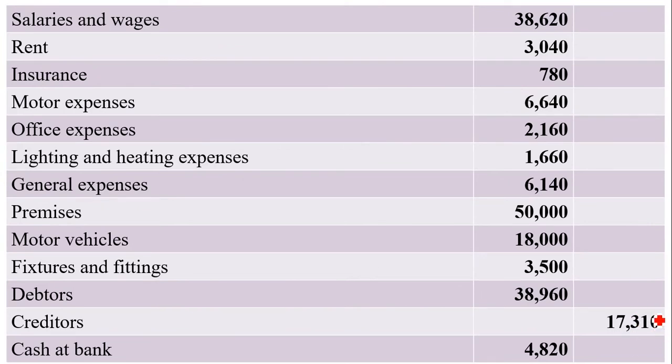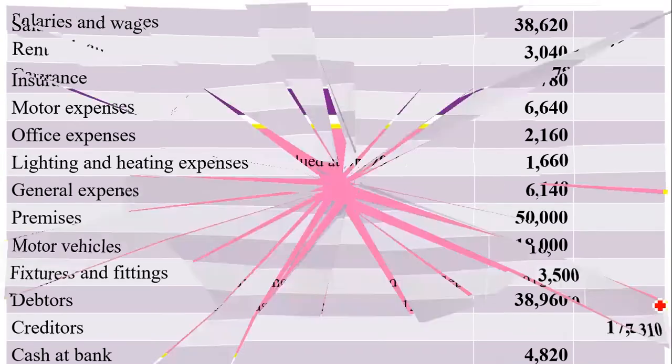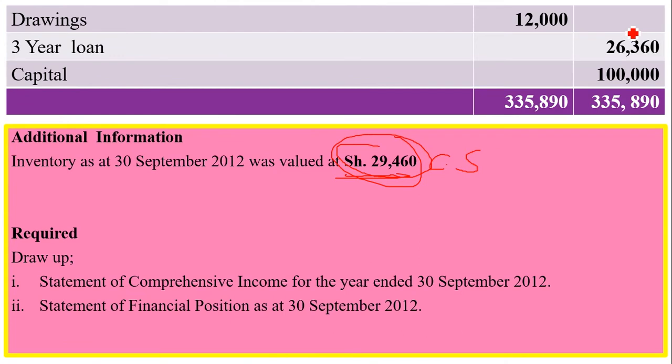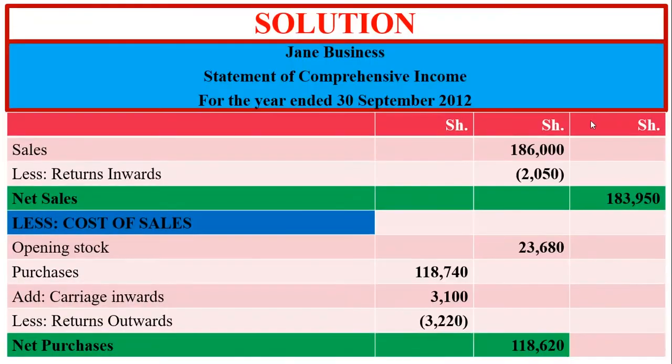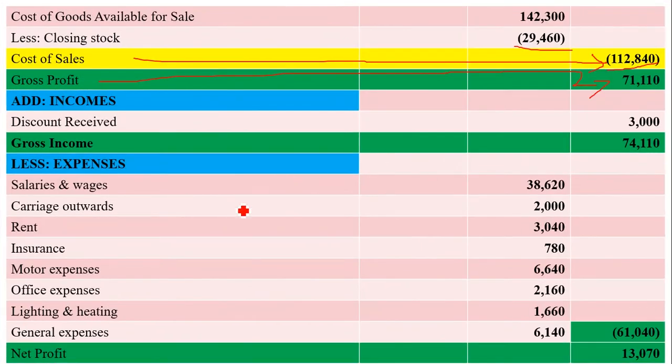Then you check creditors, that is a balance sheet item. Then we have the 3-year loan, which is a liability, a balance sheet item. Capital is a balance sheet item. So we only have one income, and that income is the discount received, 3,000. So you add 3,000 there to get the gross income of 74,110, and then you less the expenses. The expenses, we have several.